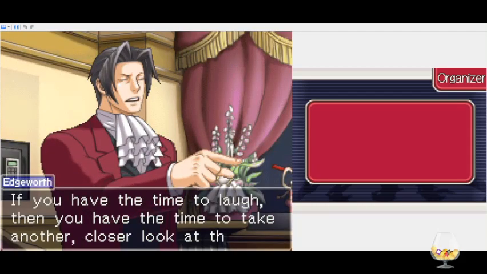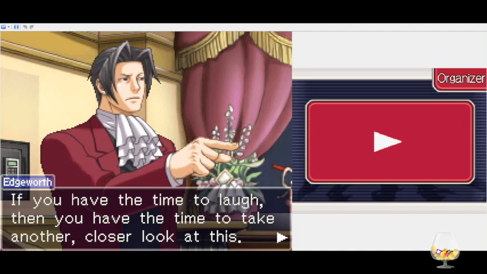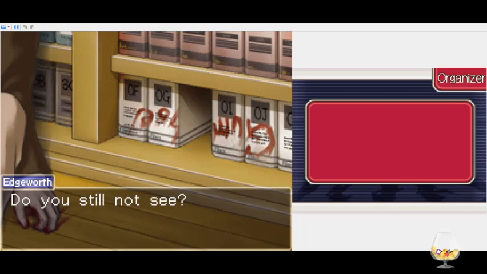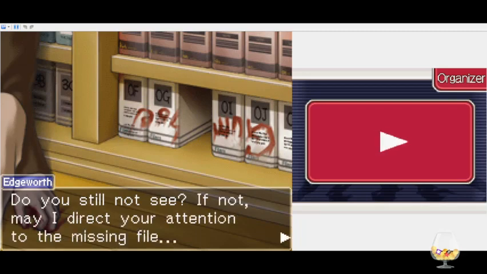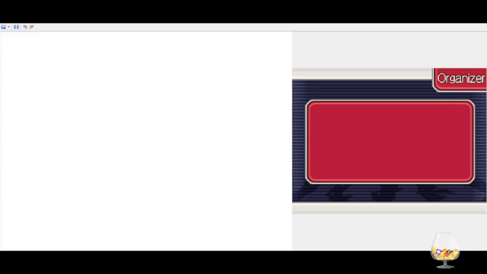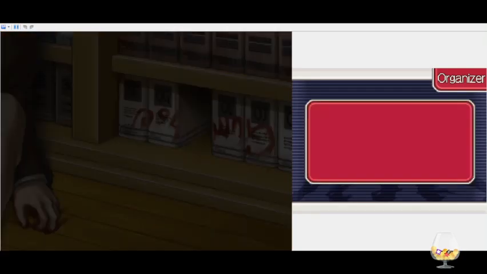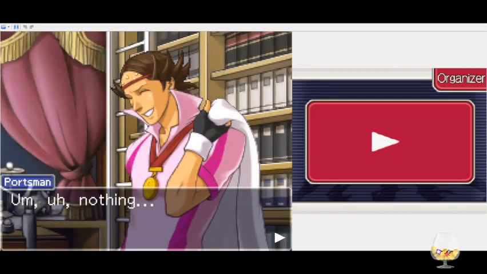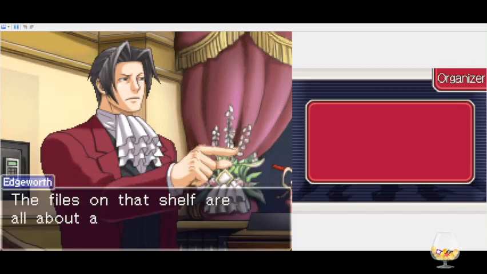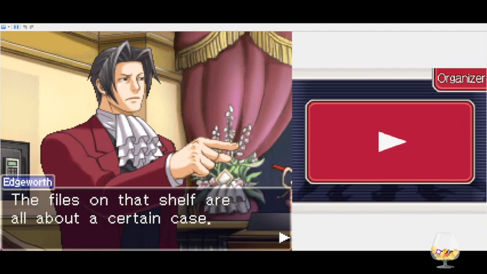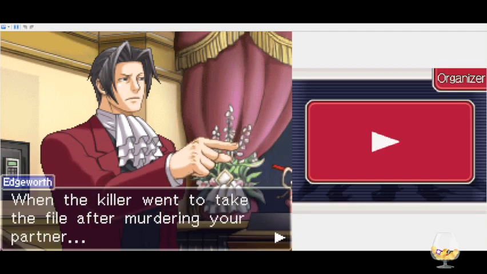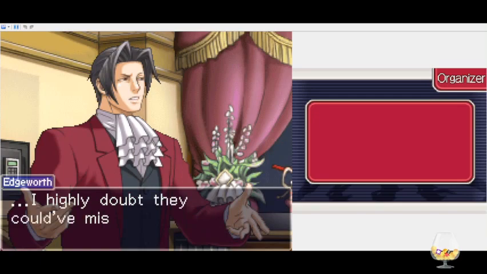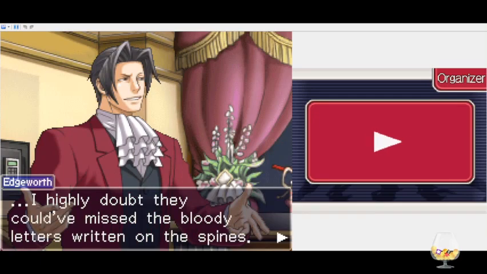If you have the time to laugh, then you have the time to take another, closer look at this. Do you still not see? If not, may I direct your attention to the missing file? What? That's impossible! What's impossible, Mr. Portsman? Nothing. The files on that shelf are all about a certain case. When the killer went to take the file after murdering your partner, I highly doubt they could have missed the bloody letters written on the spines.